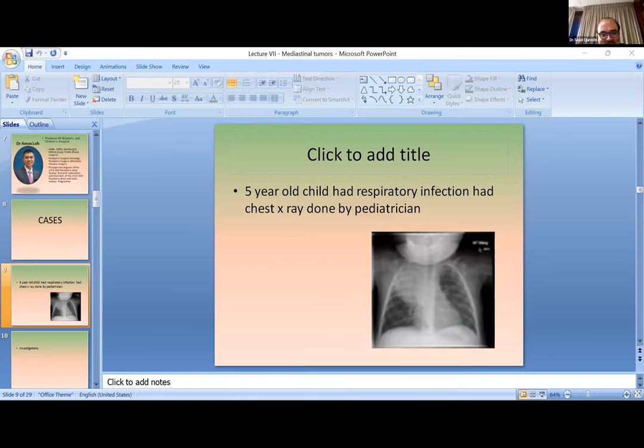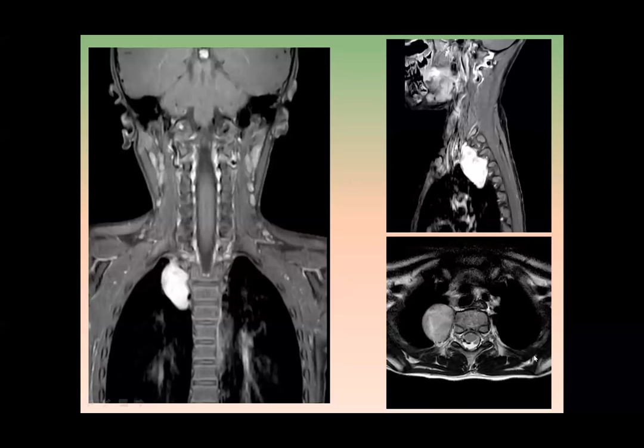I am not seeing images, just the x-ray we are seeing on this screen. Yes. Is my screen visible? Because I'm trying to show MRI films of this. No, it's not. Okay, I'll just share it again then. Just give me a minute. Is it visible now? Yes, it is visible. Yes, sir.